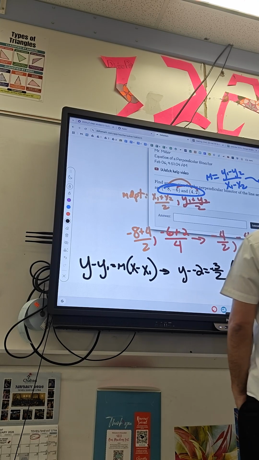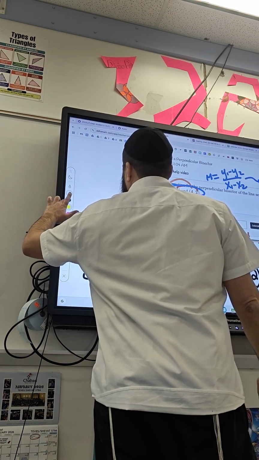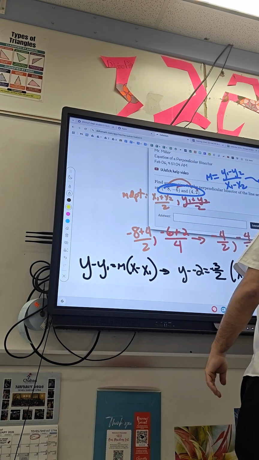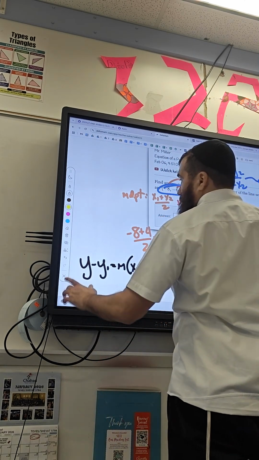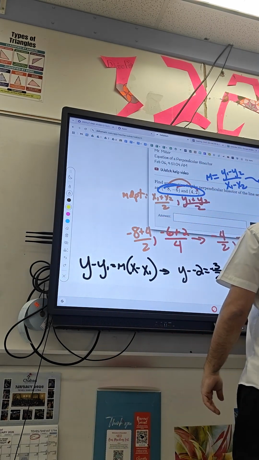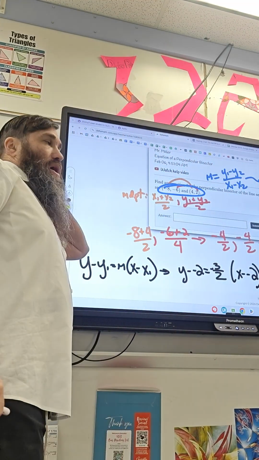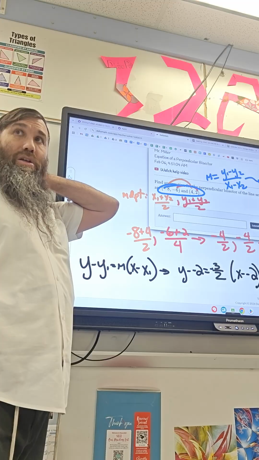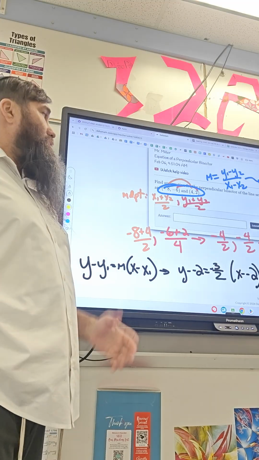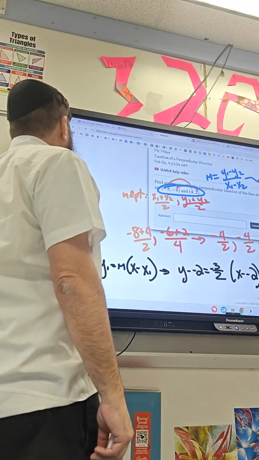Now, if you want, you could turn this into slope-intercept form. But Delta Math is fine with you leaving it like this. I tried it. I wanted to make sure. So you can just leave it like that.